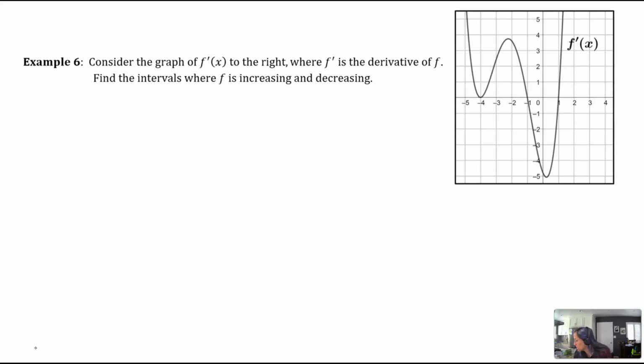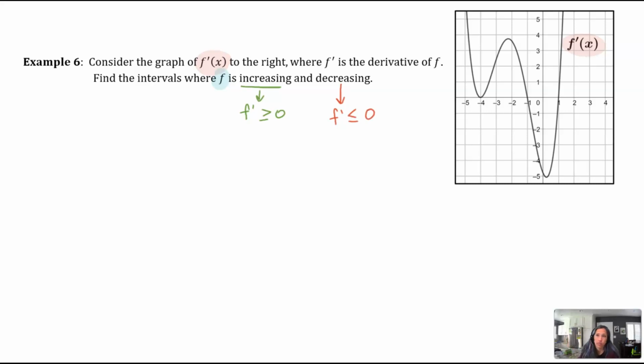So in example 6, we're looking at the graph of f prime of x. So this is already our first derivative. And we want to find the intervals where f is increasing or decreasing. So we're not being asked about f prime, we're being asked about the original graph f. So we know increasing is when our first derivative is greater than or equal to 0, and decreasing is when our first derivative is less than or equal to 0.